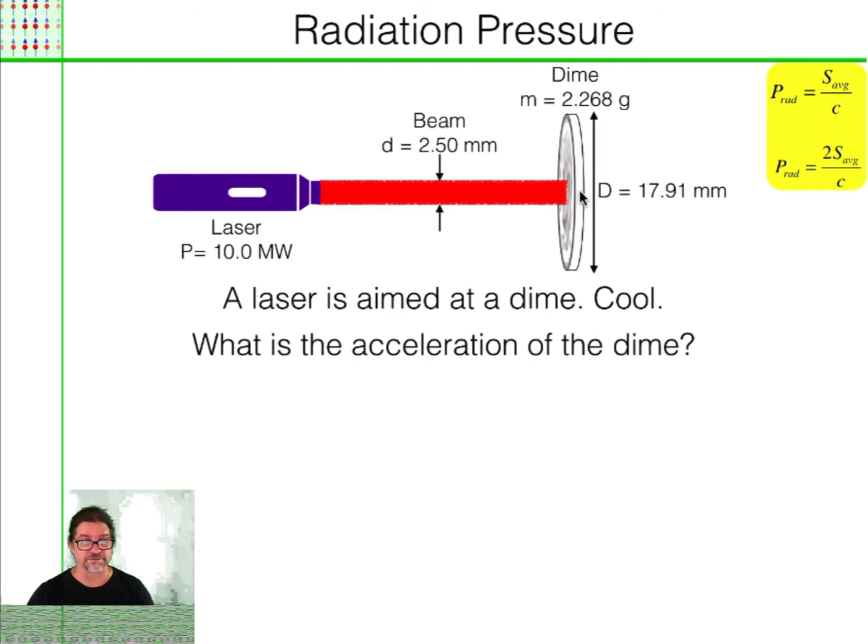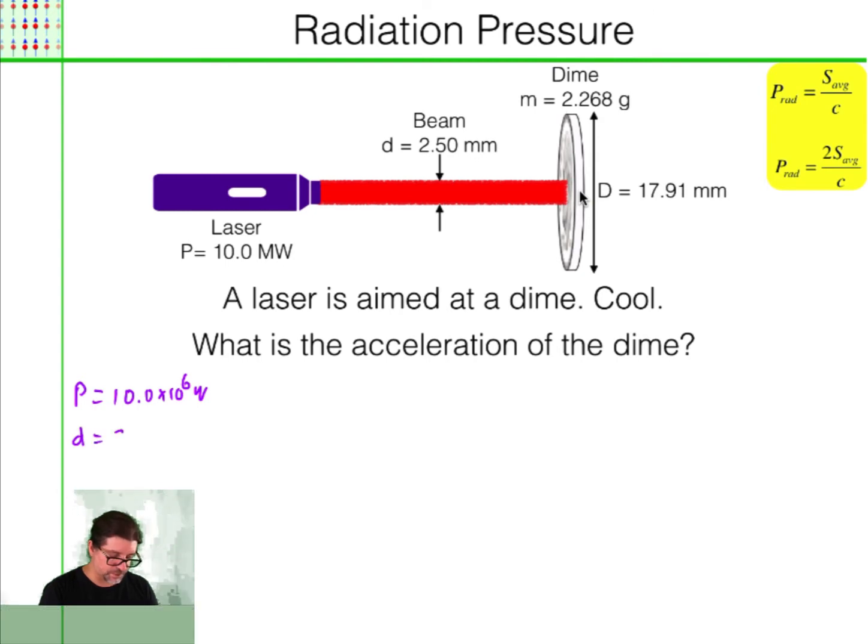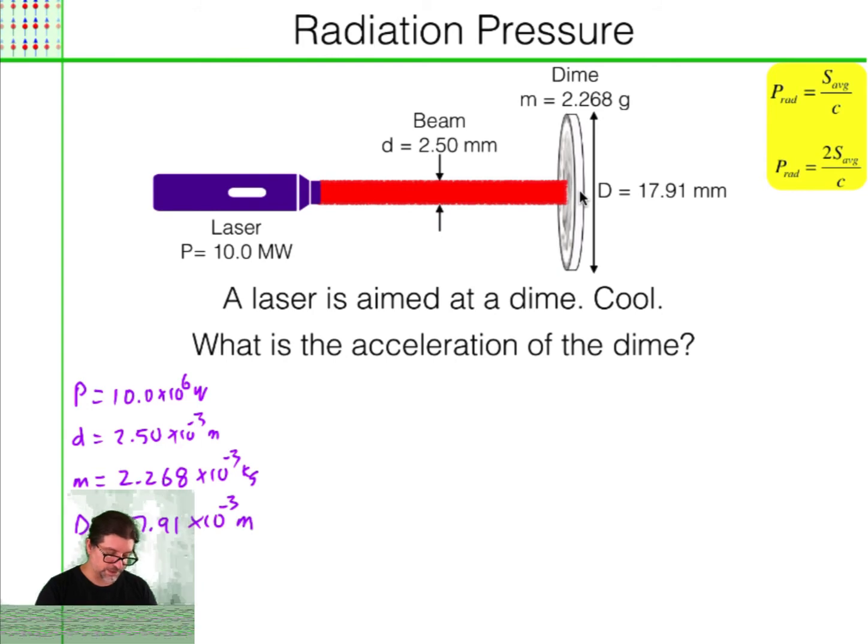Let's figure it out. So we have all kinds of information. Let's write down all the information we have. Always a good idea. So we have the power is 10 megawatts. So that's 10 times 10 to the 6 watts. We have the diameter of the beam, 2.50 times 10 to the minus 3 meters. We have the mass of the dime, which is 2.268 grams. So that would be 2.268 times 10 to the minus 3 kilograms. We have the diameter of the dime, which is 17.91 times 10 to the minus 3 meters.